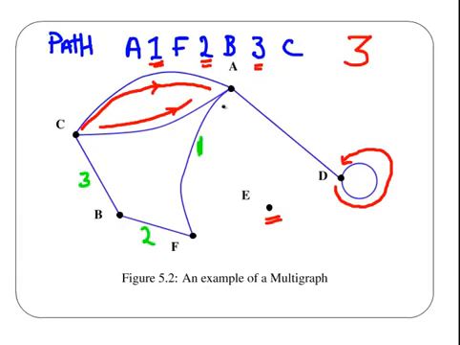This one is not connected. This graph is not connected because there's nothing connected to E. E is not connected to D, it's not connected to A, it's not connected to F. If you are bound by these edges, you cannot reach E. So it's not connected.